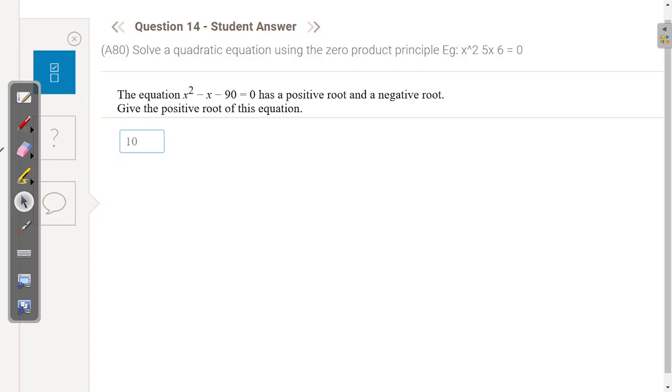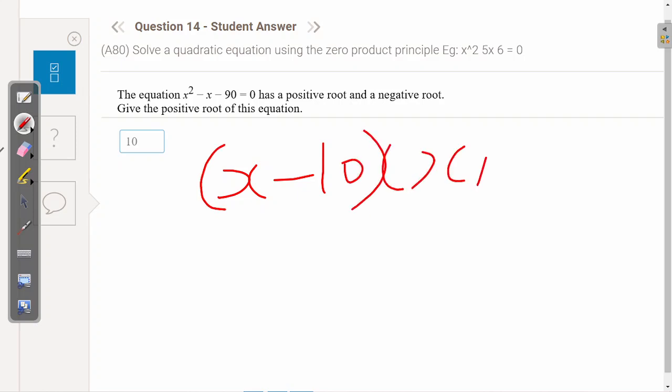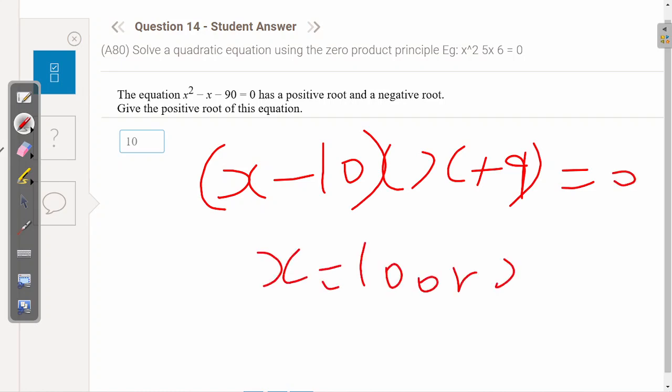Okay, this one you can factor it, but again, if you're just really lazy, you can use the quadratic equation. I'll factor it because it's easier for me. It's x minus 10 and x plus 9 equals 0. So x equals 10 or x equals negative 9. The positive one is 10, so that's the answer.